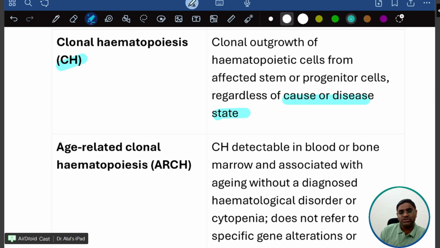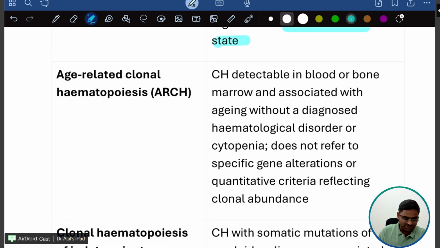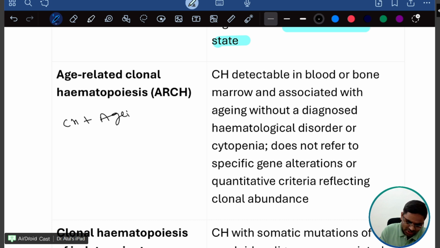The next term is ARCH, that is age-related clonal hematopoiesis. If I can write it in a summarized way, it would be clonal hematopoiesis plus aging. So another factor that has been added here is aging. Now there should be some negative findings to define ARCH. What are these? There shouldn't be any hematological disorder.